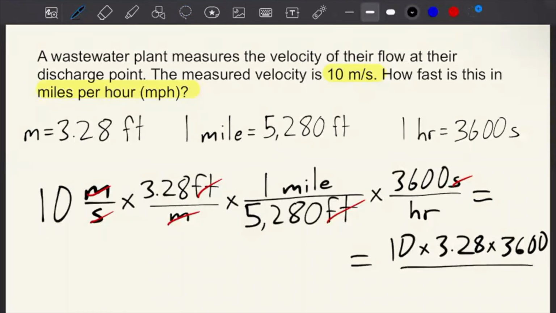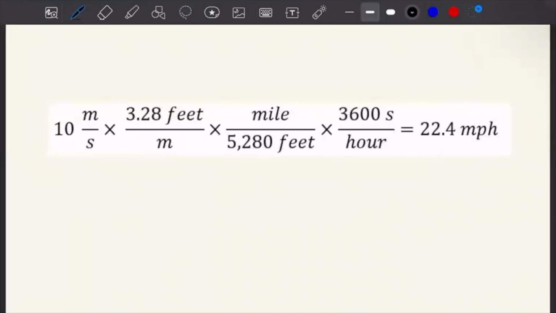Which is divided by 5,280. And when we put that into our calculator, that equals 22.4. And we add our units back in, which is miles per hour, or that can be written as 22.4 mph. And as you can see, we did that beforehand and just set the problem up and multiplied it across, and we get the same answer.